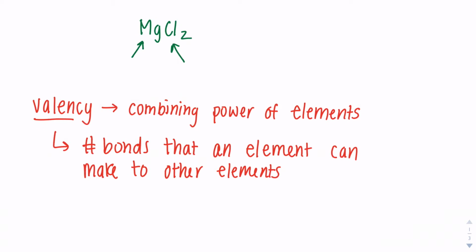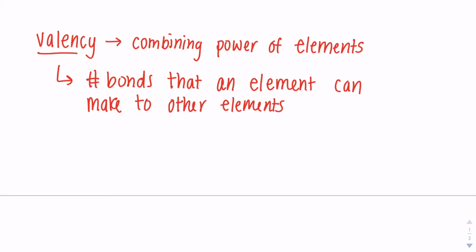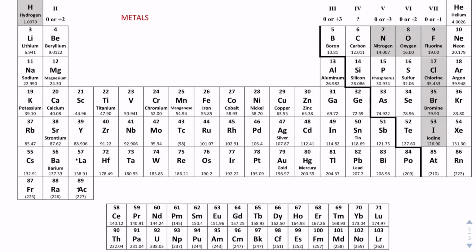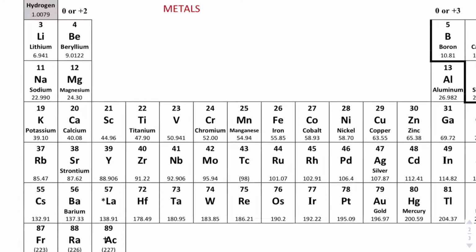So therefore, if you know the valence of an element, you can know what ratio it will combine with other elements. Luckily for us, elements' valence follows a pattern. And this is a pattern that we can see on the periodic table. So here's our periodic table. You can see that there are element symbols on here. The element symbols tell us what the element is.